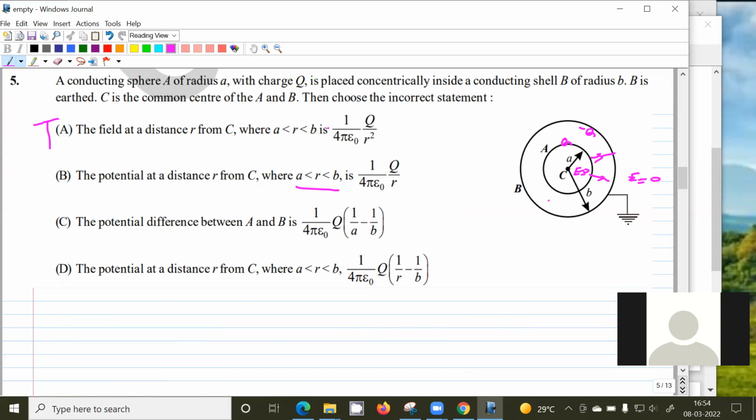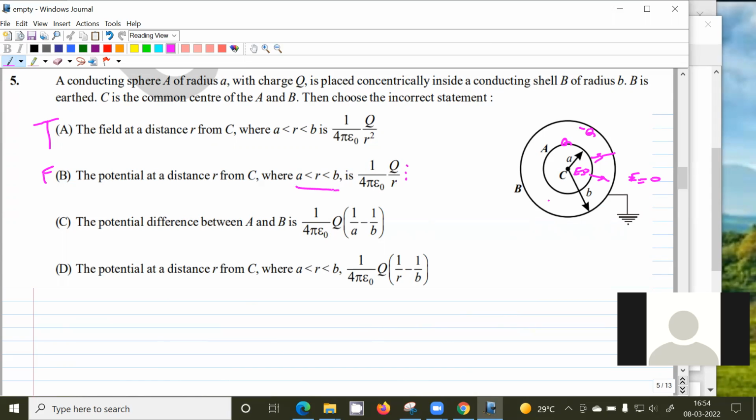Okay, so in this thing, if I put R equal to B, this should give me 0. So obviously, this thing is false, because this is not a correct expression for the potential. Because this is valid up to B, right? So even less than B, it's just less than B.